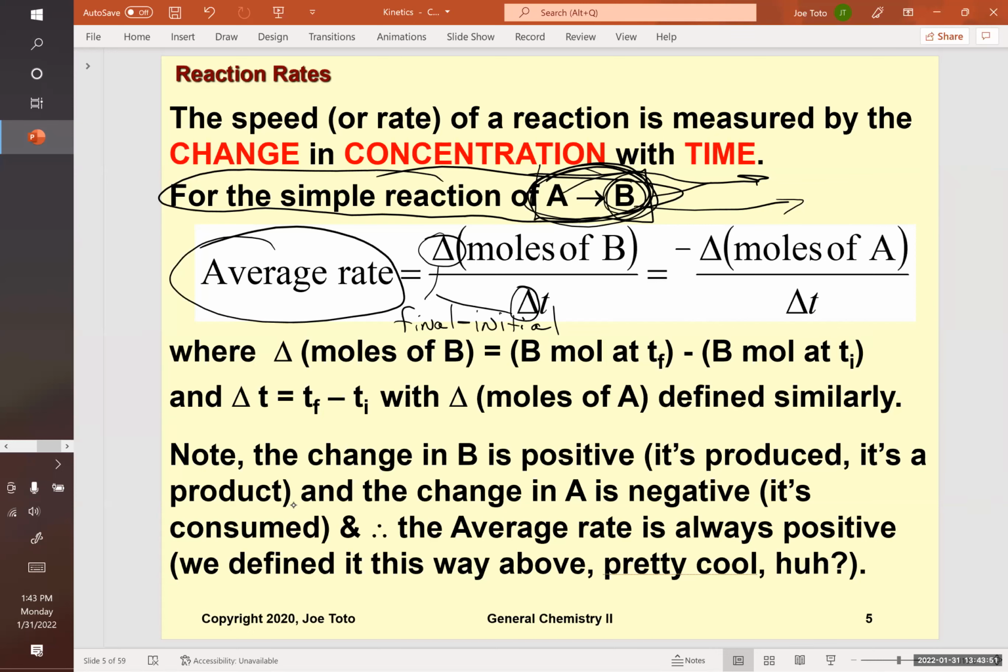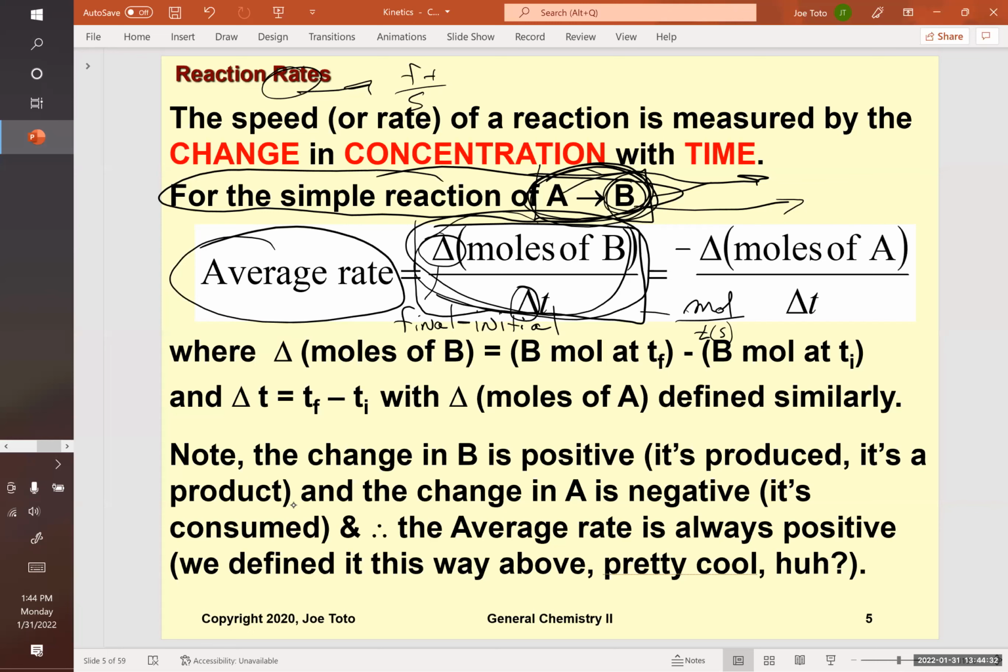Does that make sense? Any questions on this equation here? No questions? Okay, so we have a delta number of moles of B over delta t. When I take that ratio, I get units of moles per time, or in seconds, moles per second. Whereas a rate of me running across the classroom could have been feet per second.